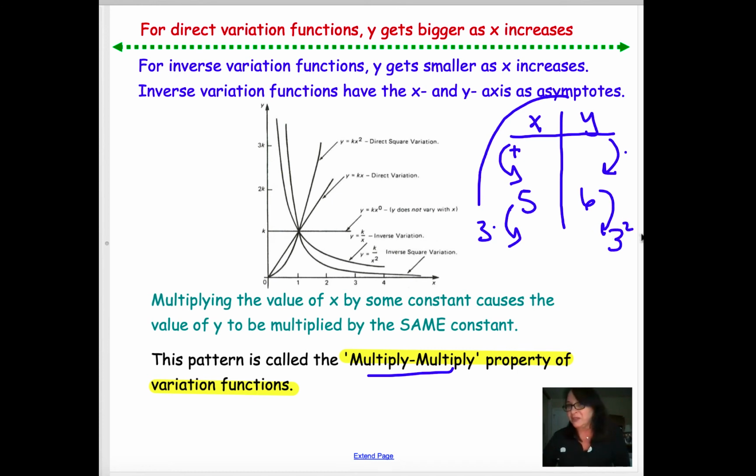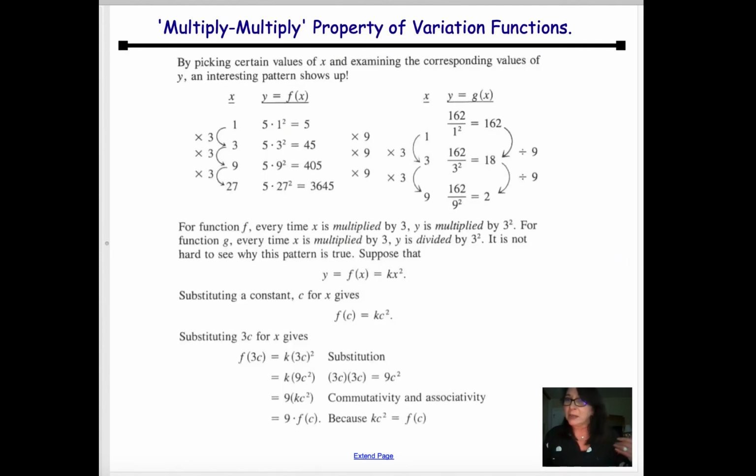Sometimes you're going to be dividing by that same number, and sometimes you're going to be multiplying, because it could very easily be, instead of multiplying by 3, dividing by 3, which is basically saying it's varying inversely. So it just depends. You have to look at the pattern.